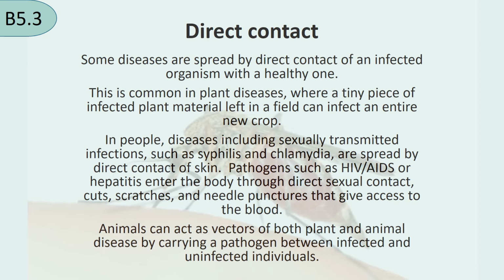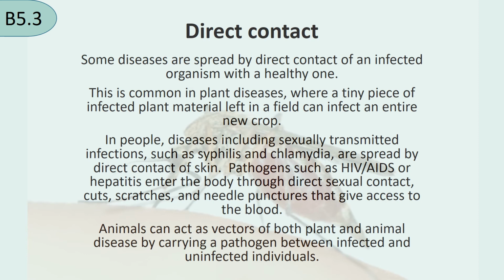Animals can act as vectors of both plant and animal diseases by carrying a pathogen between infected and uninfected individuals. A really good example of that is malaria. There is a protozoan, a protist, that lives on the mosquito. The mosquito doesn't cause the disease, it's already infected. So that would count as direct contact because it uses the animal as a vector. It takes it from one to the other. So can we pause the video, and again we need to get down whether it happens in plants and/or animals, some examples of diseases that spread that way, and a description of how it happens.